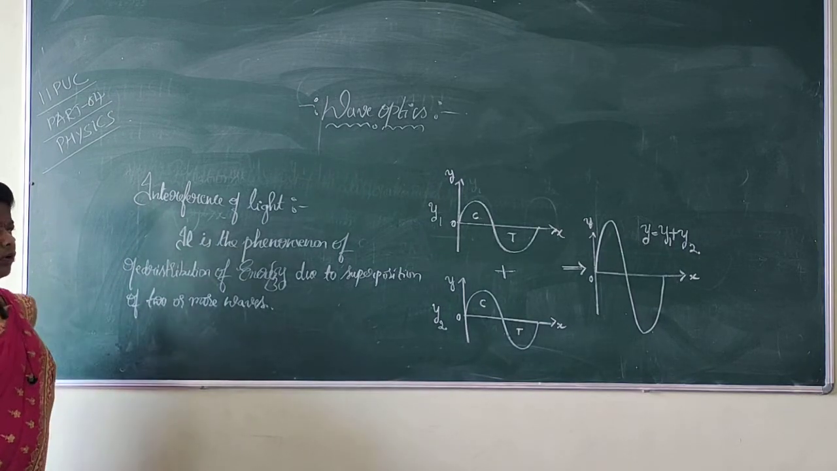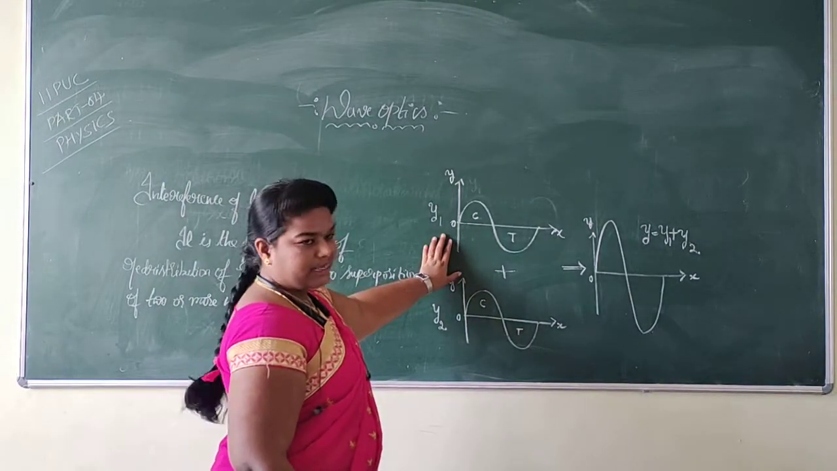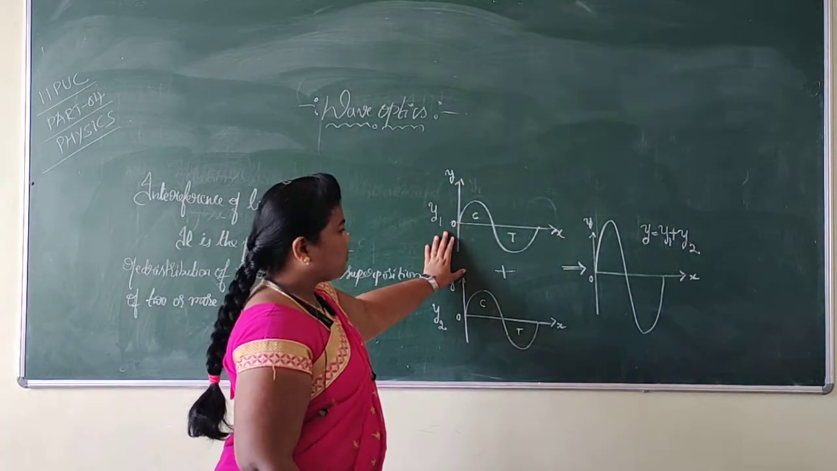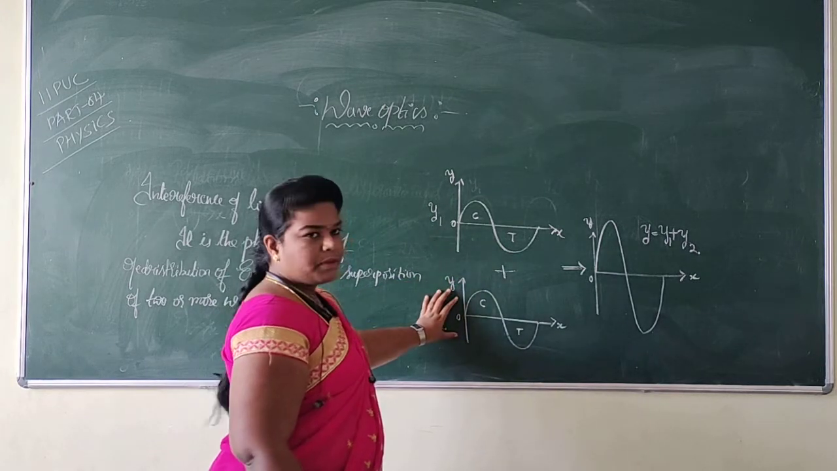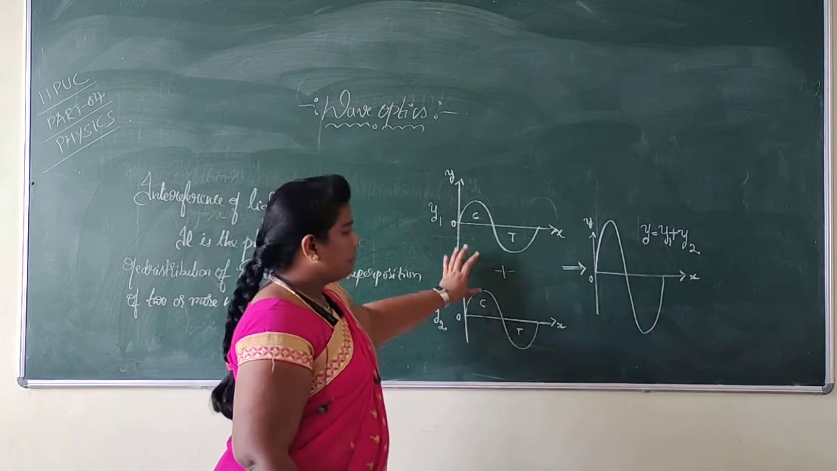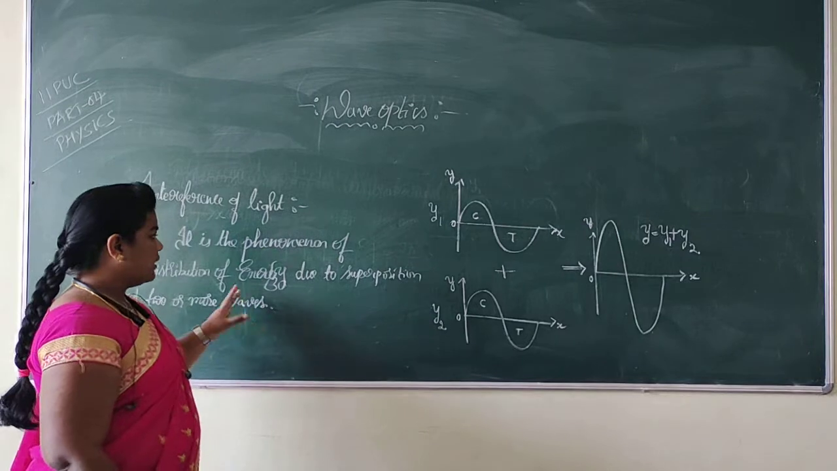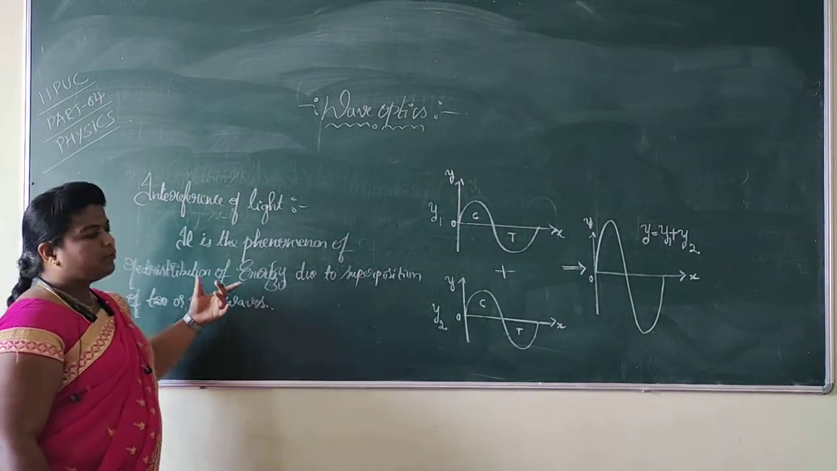See, observe. This wave has its own amplitude. This wave has its own intensity. This wave has its own energy. Similarly, this wave also has its own energy. When one wave falls on the other wave, what happens? We can observe that the energy is redistributed.